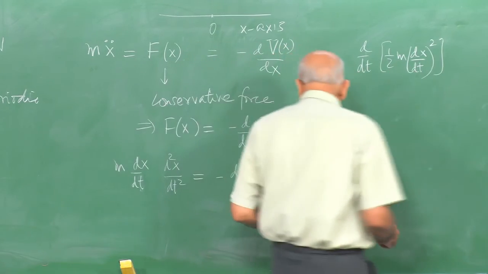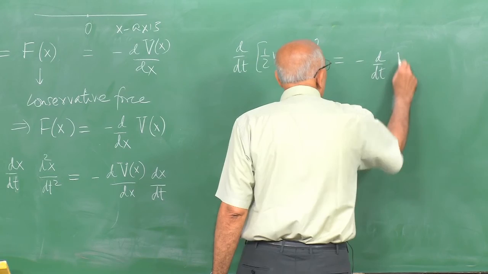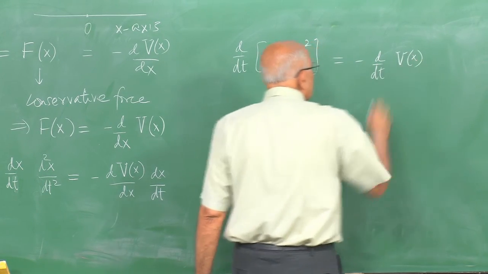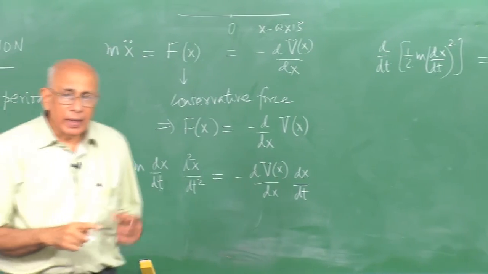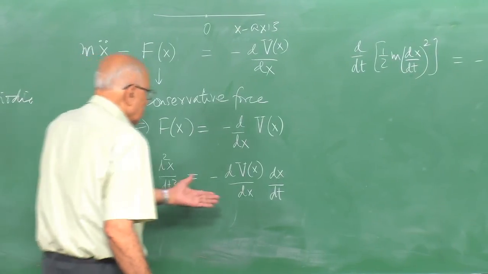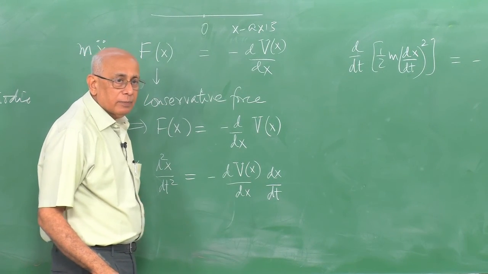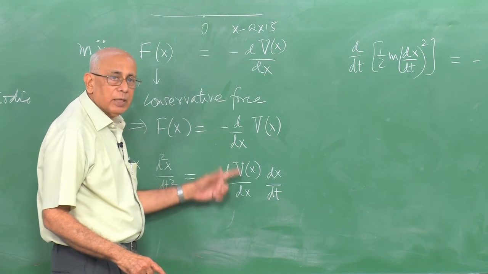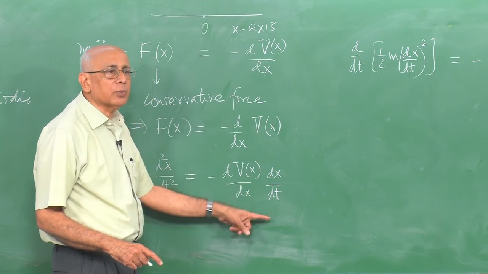But the right hand side is equal to minus d over dt v of x. It is the time derivative of this function of x where x is a function of t. That is the chain rule for finding the derivative of v of x. Function of a function, you differentiate first the function with respect to its argument and differentiate the argument with respect to time.